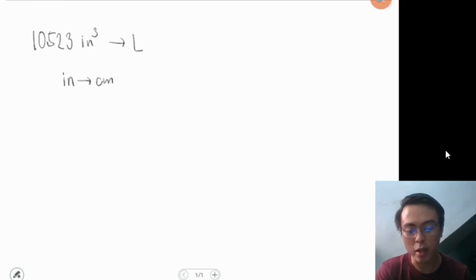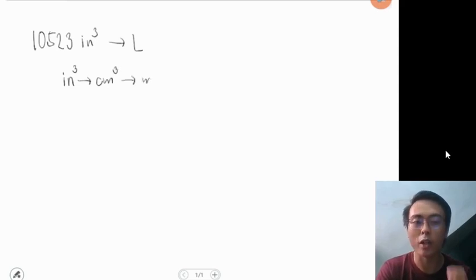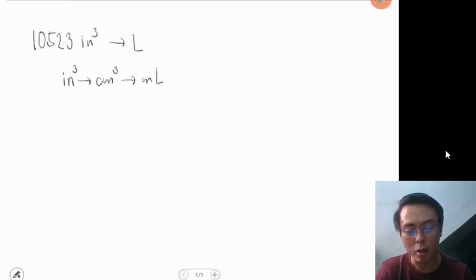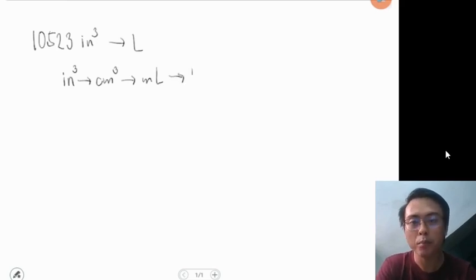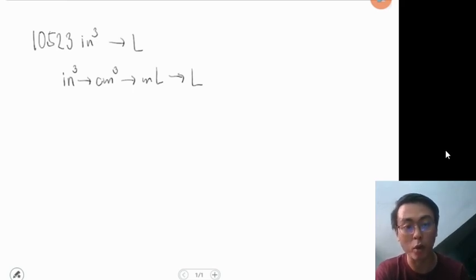The problem here is we are talking of cubic values. So cubic inches, I can convert that to cubic centimeters, and the cubic centimeters can be converted to milliliters. We know that 1 milliliter is equal to 1 cubic centimeter, and then the milliliter can be converted to liters. So this is a three-step process, and I will show you how the process works.